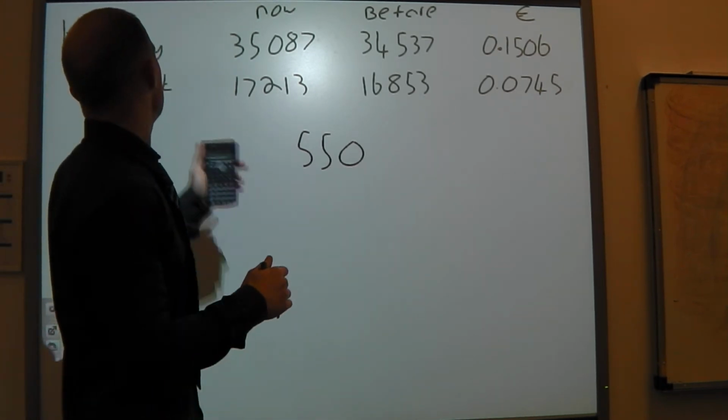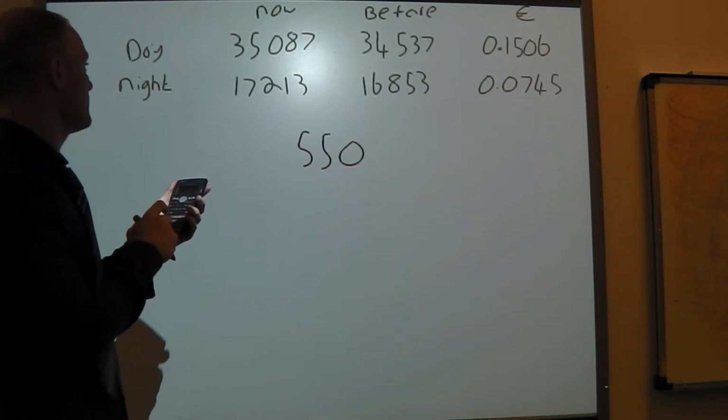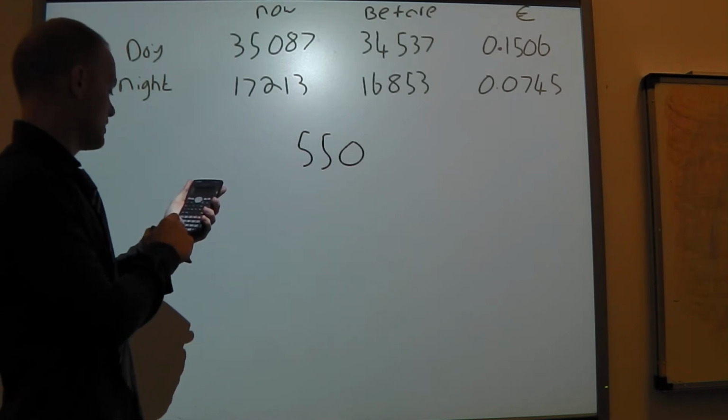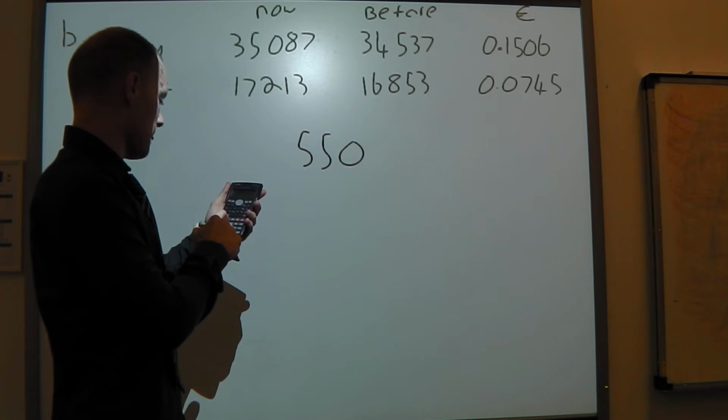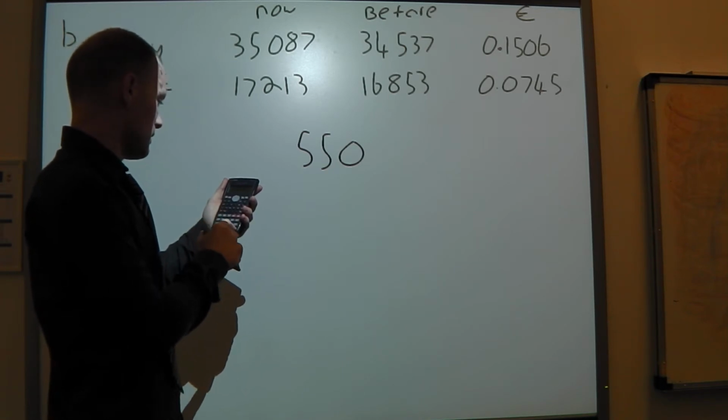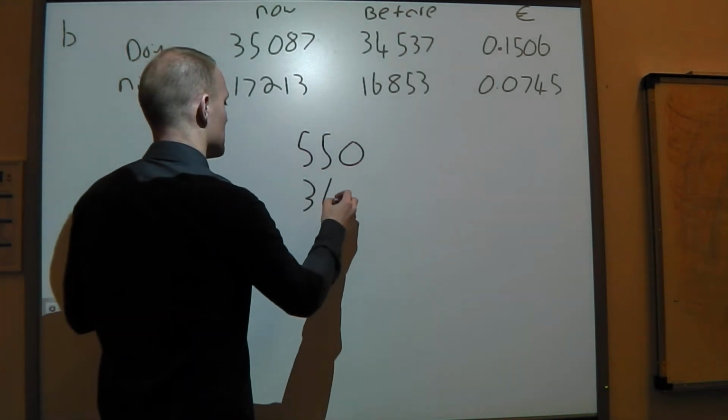And then we do the same for at night time. So at night time you use 17,213 minus 16,853. And that is equal to 360 units.